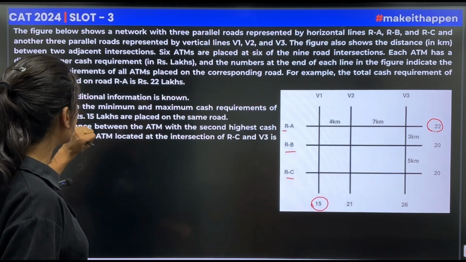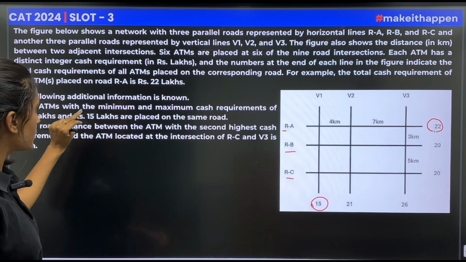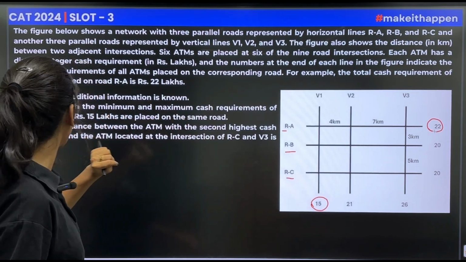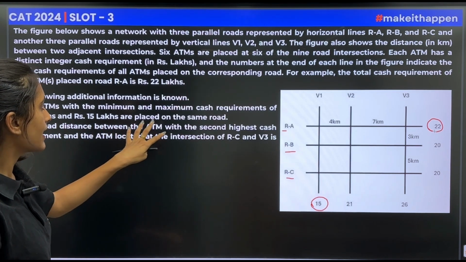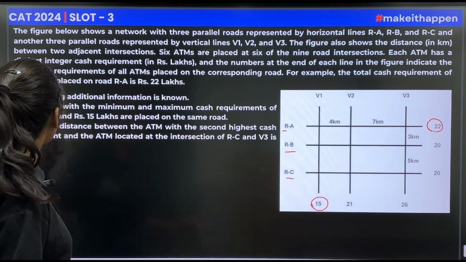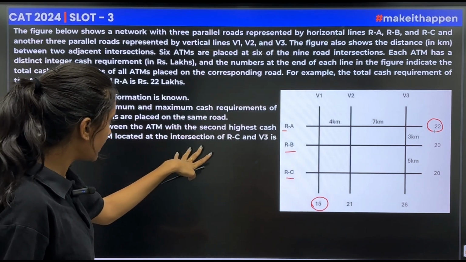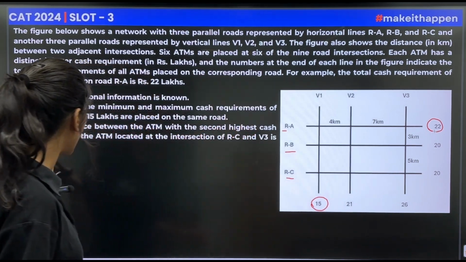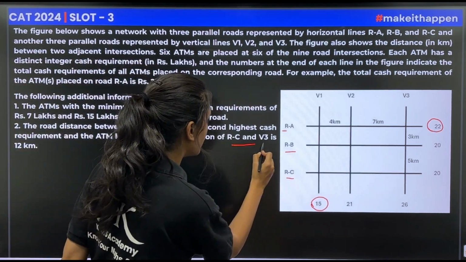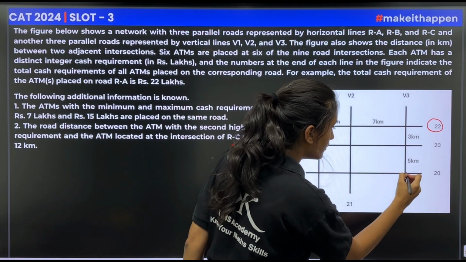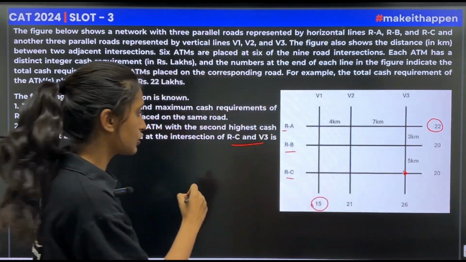The following additional information is known. The ATMs with the minimum and maximum cash requirements of rupees 7 lakh and rupees 15 lakhs are placed on the same road. The road distance between the ATM with the second highest cash requirement and the ATM located at the intersection of RC and V3, that is over here, is 12 kilometer.